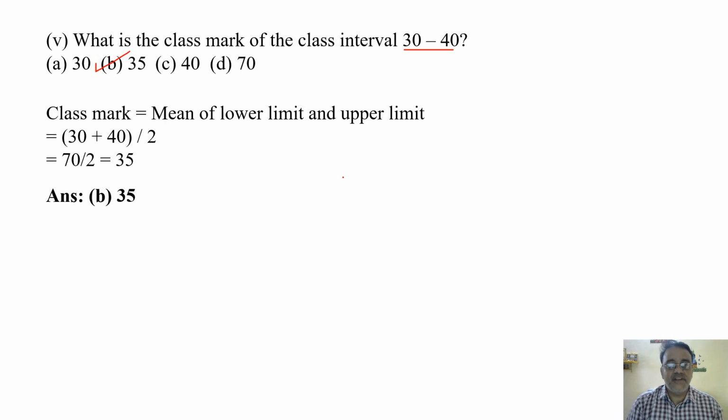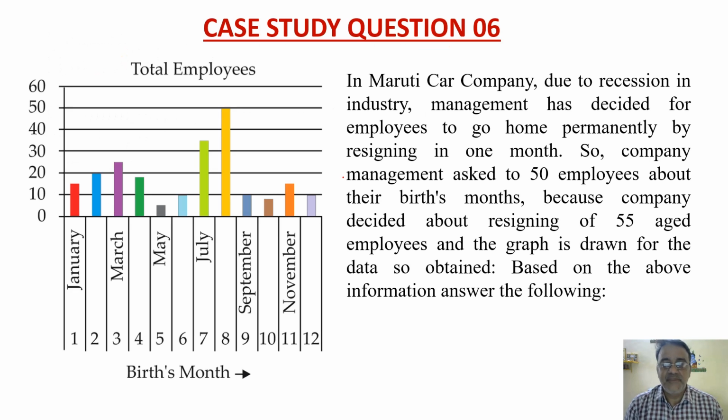Now we are moving toward the next case study question, number 6. In Maruti Car Company, due to a recession in the industry, management has decided for employees to go home permanently by resigning in 1 month. So company management asked 50 employees about their birth months because the company decided about resigning of 55-aged employees, and the graph is drawn for the data so obtained. Based on the above information, answer the following, right?